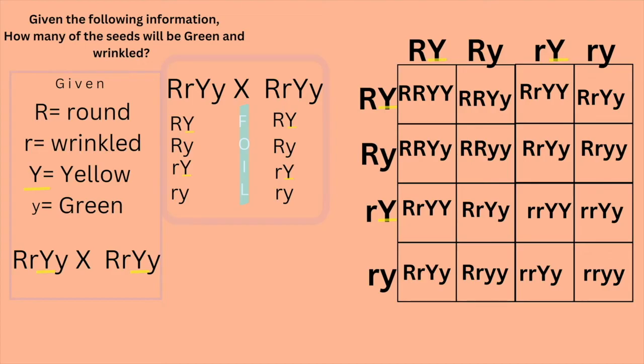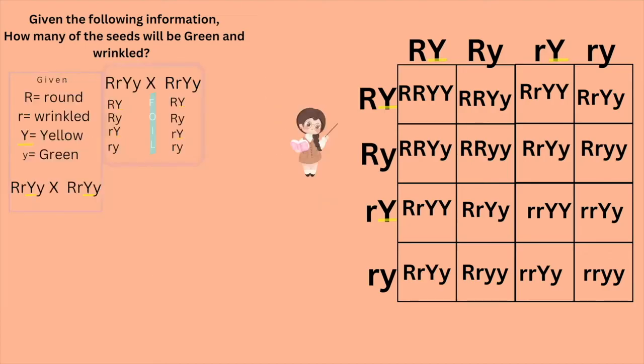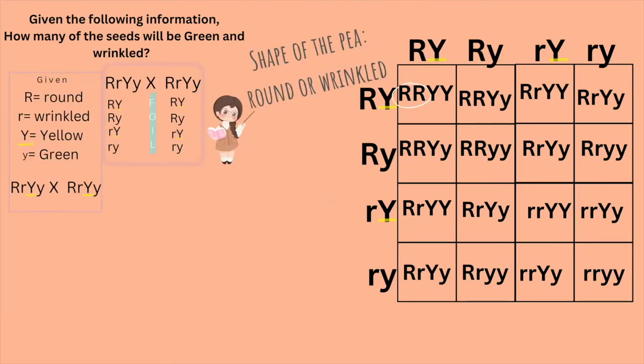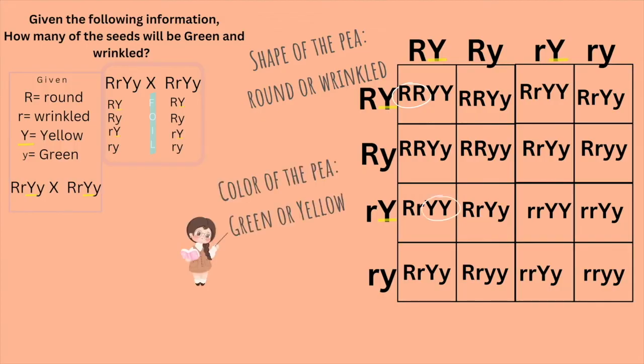Okay, so I'm going to make some room here and push this stuff to the side. And I just want to remind you that R represents the shape of the seed. So if there's a big R present, it will give you a round seed. And if there is no big R present, then it's going to give you a wrinkled seed. Y represents trait number 2, the color of the seed. So if there's a big Y present, then the seed will be yellow. If there is no big Y present, the seed will be green.